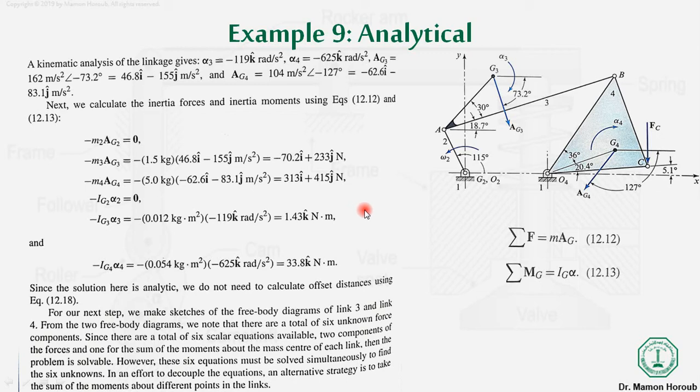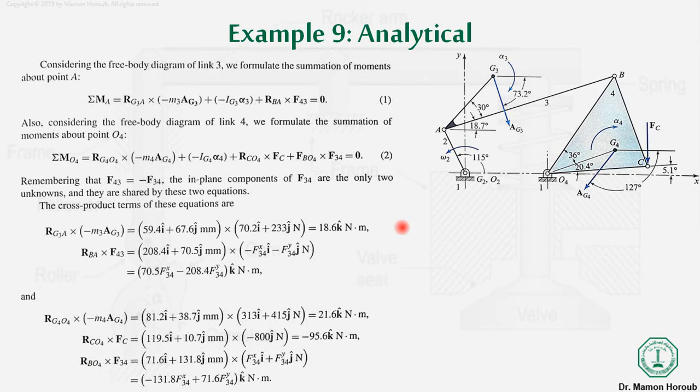Okay, the next step is to have the free body diagram for each one of these links, link 4, 3 and 2, and thus we can calculate the unknown values, the unknown reaction forces, and the moment that is applied to link 2. Okay, so the first is, let's take the moment for link 3. We can take the moment at point A.